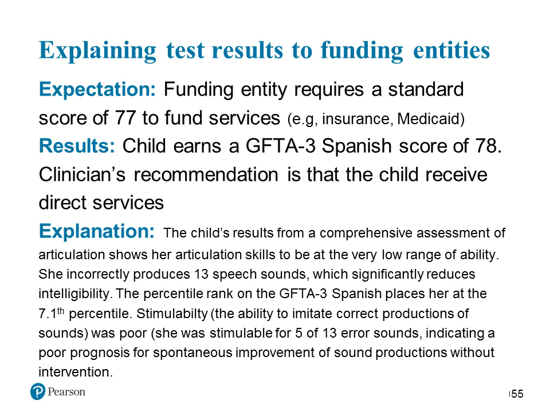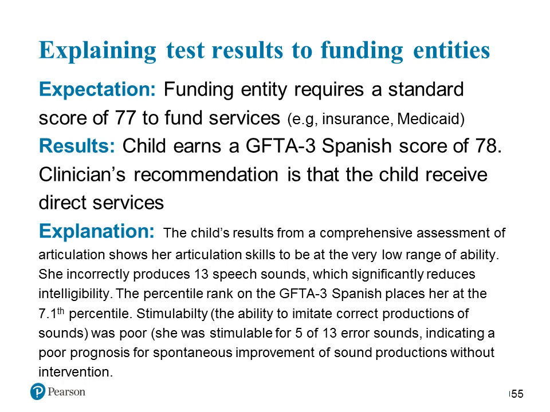Explaining test results to funding entities. So the funding entity requires a standard score of 77 to fund services, and funding entities can be like insurance or Medicaid. The results are that the child earns a GFTA-3 Spanish score of 78, so 1 point away, and the clinician recommends that the child receive direct services.